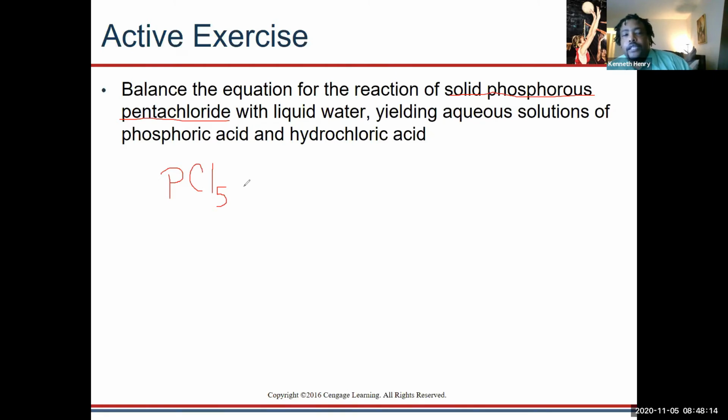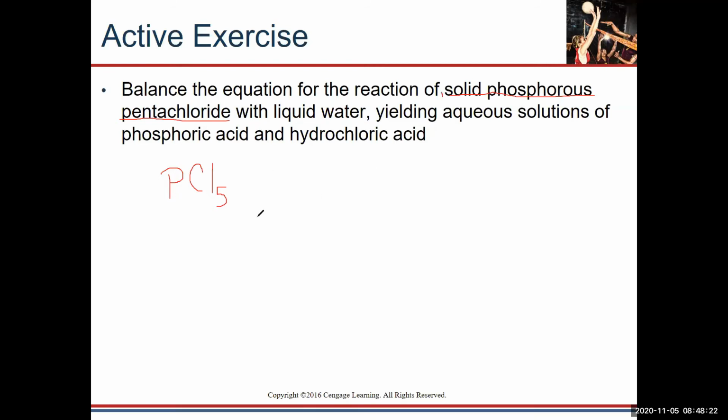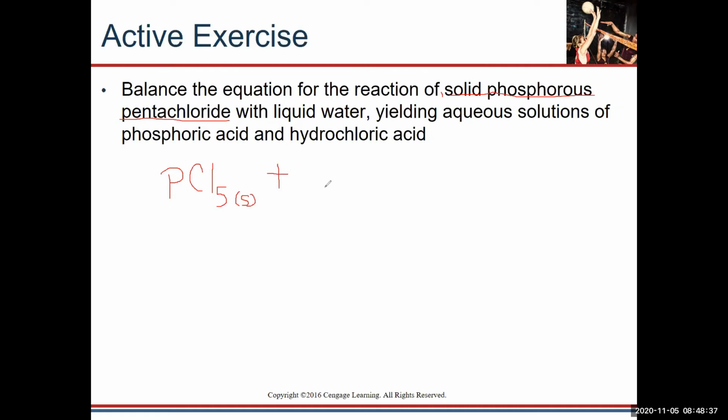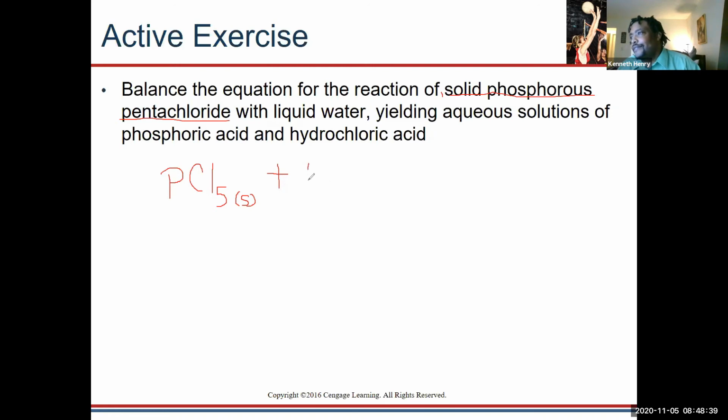One other thing: is it a solid, liquid, gas, or aqueous? It's a solid. So then what do I need to put next to it? Subscript S in parentheses. Okay, what is the other reactant? Water. What is the chemical formula for water? H2O. Is that a solid, liquid, gas, or aqueous? Liquid.